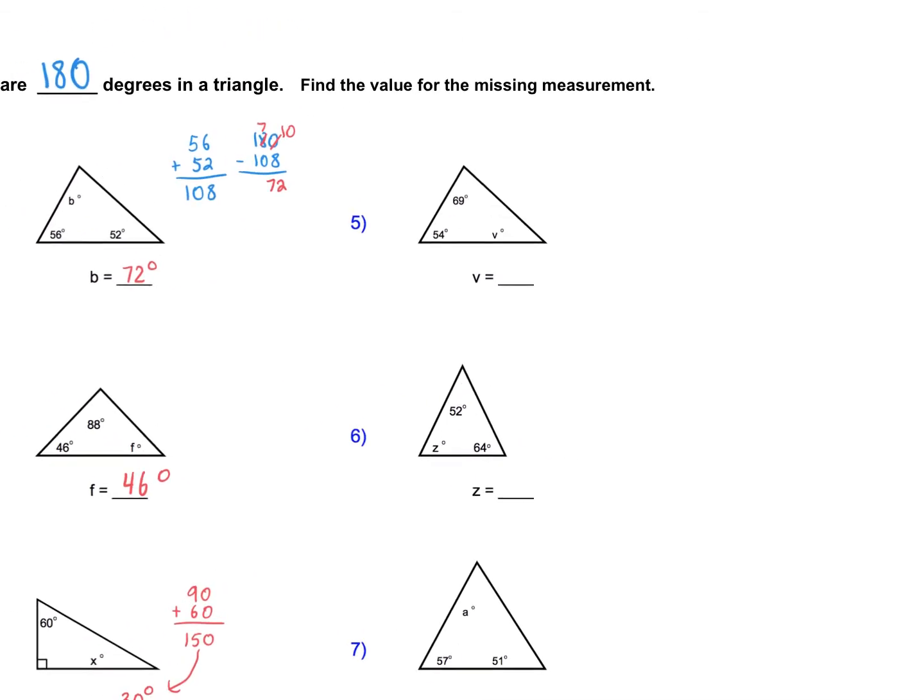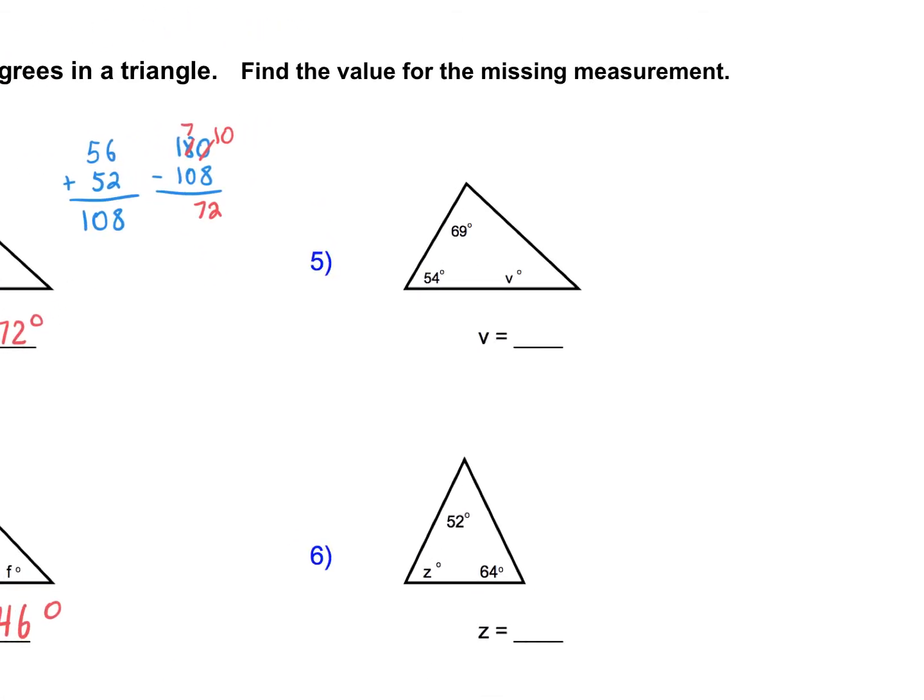Okay, it looks like we skipped number 4. Let's go on to number 5. When we added those 2 up, we got 123, and then once we subtract, we get 57 degrees.